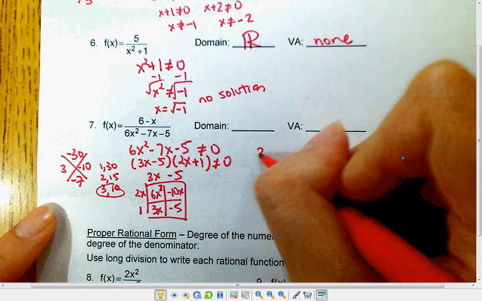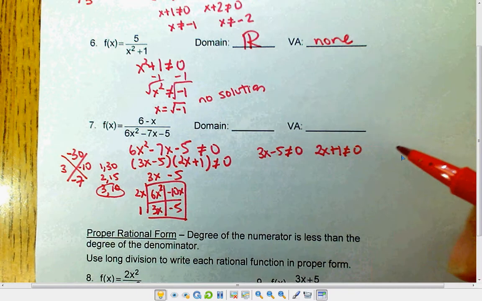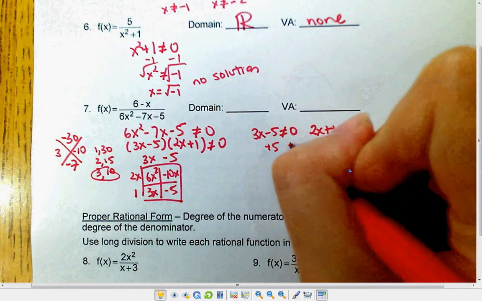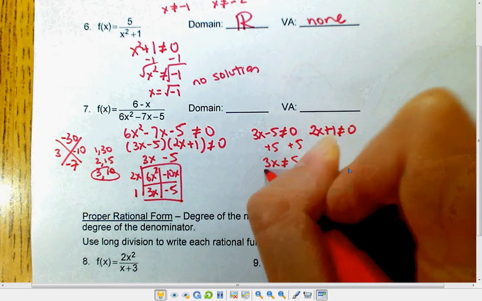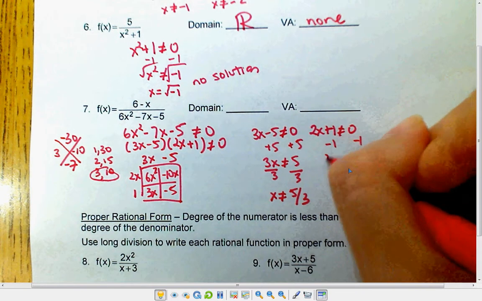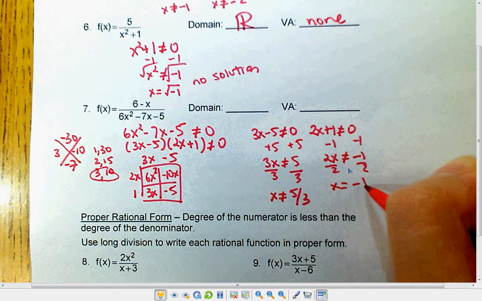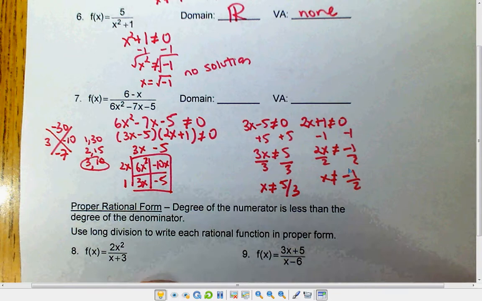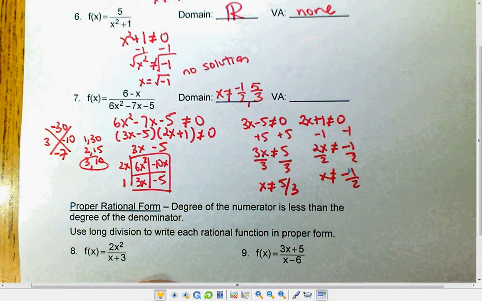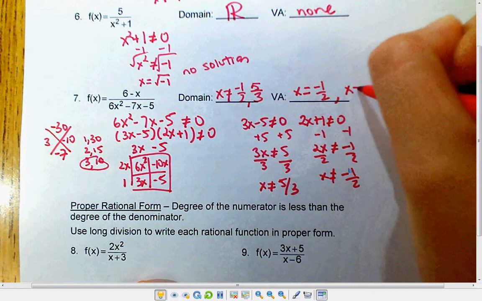So these are my two separate equations that I'm now going to solve to get to my domain. And so I have plus 5, 3x does not equal +5, divided by 3, divided by 3. x doesn't equal 5/3. Same thing on this side. You're just solving for x, and x does not equal -1/2. So my domain is x cannot equal -1/2 and 5/3. And my two vertical asymptotes are x equals -1/2 and x equals 5/3.